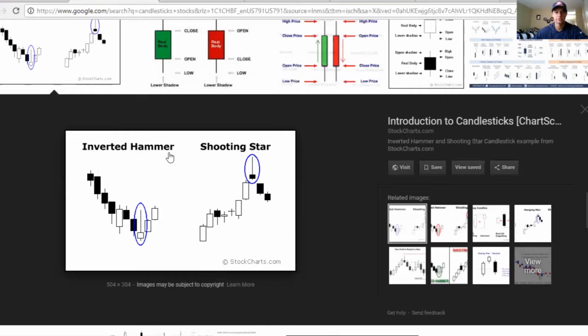Same thing here, inverted hammer. Goes down right there. See the little wick on the bottom, and it goes back up. The difference between these two is this one is a buy and this one's a sell. This indicates that it's going to go up, and this one indicates that it's going to go down. A regular hammer, which means this is on top, is the same thing. It means it's going to go up.